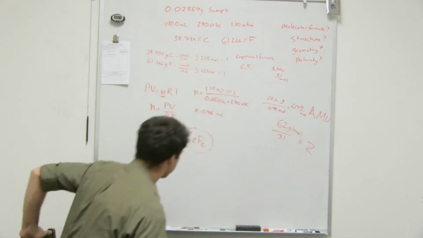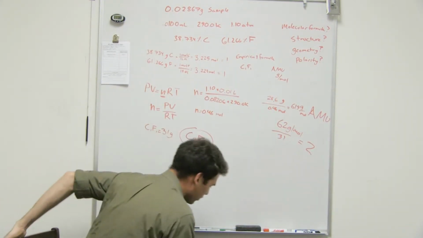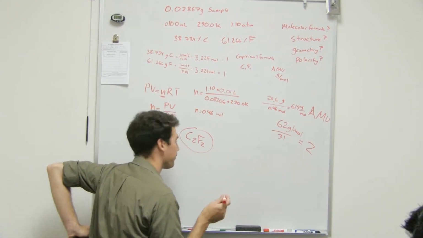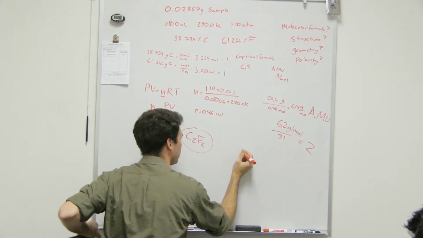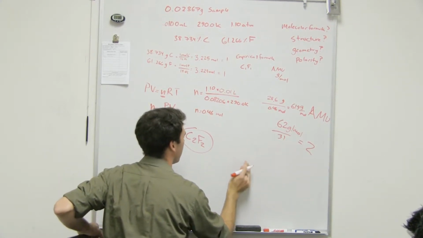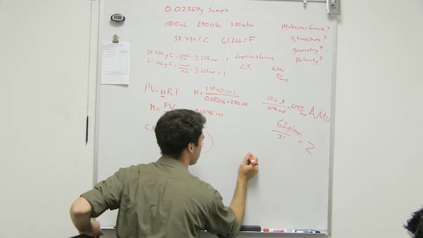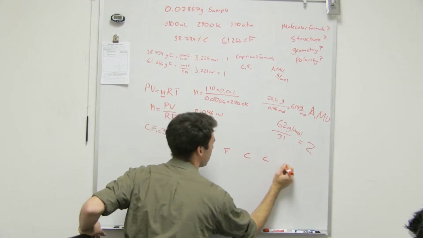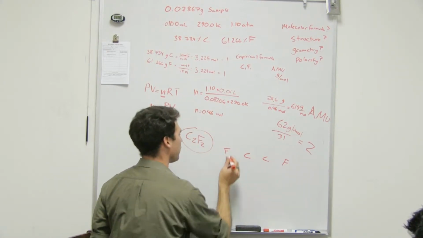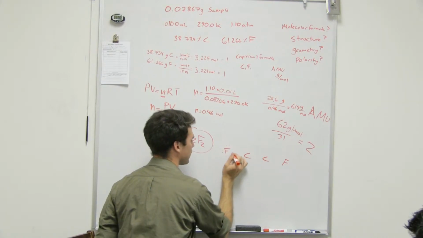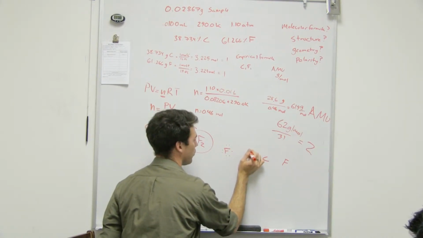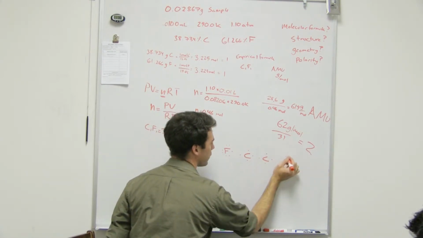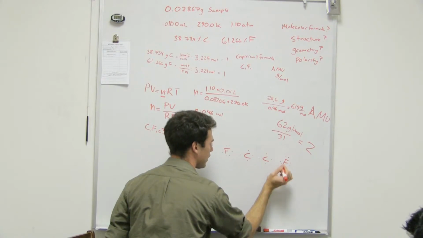So the next step is to figure out what the shape of this guy is. We know that for the most part, molecules like to have symmetry. So we're going to assume that the carbons are in the middle. We see carbon, carbon, a fluorine, and then a fluorine. Fluorine has 7 valence electrons. Carbon has 4.